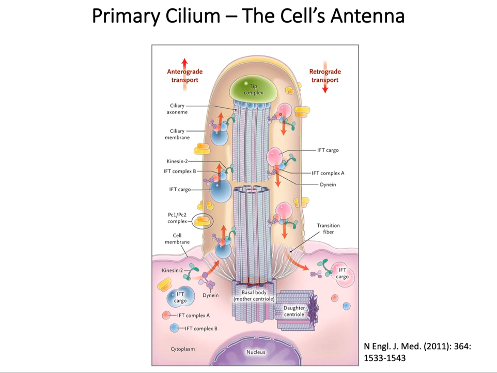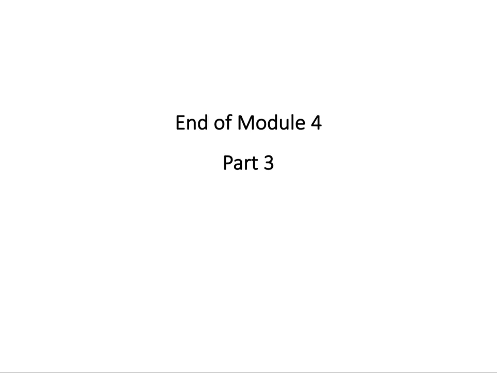On the right side, during the retrograde transport towards the minus end of the microtubule and towards the cell body, the kinesin delivered the cargo already and is now hitchhiking with the dynein, which has now picked up the pink cargo and is delivering it towards the cell. This concludes Module 4, Part 3, and also concludes Module 4.